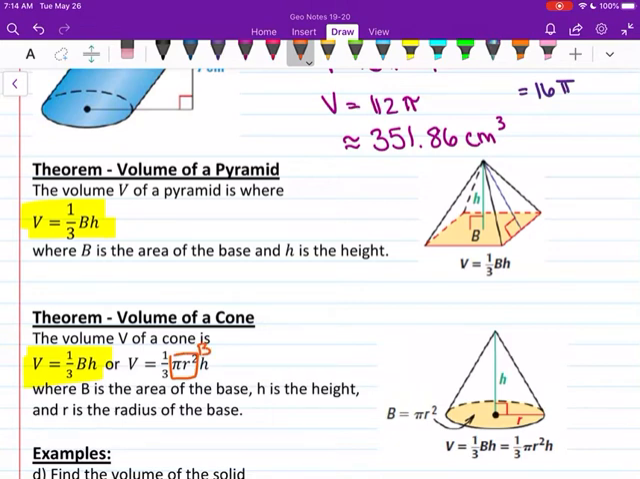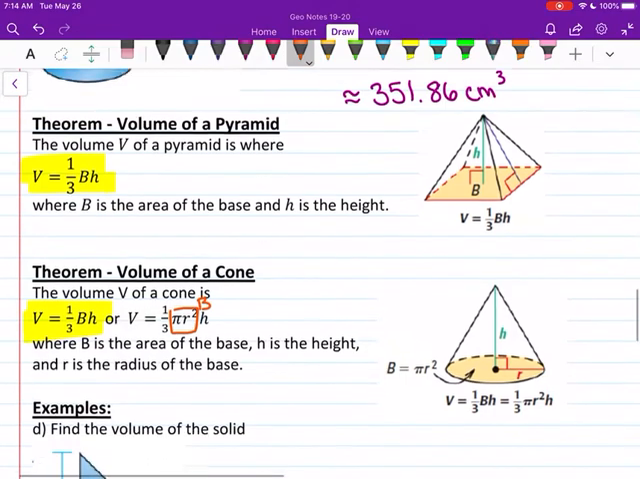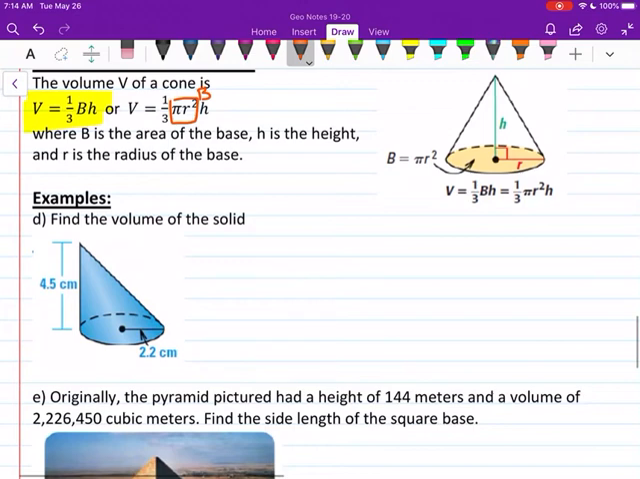Okay, so there's our pictures, there's our formulas. Let's take a look. Next, let's find the volume of this solid. This looks like an oblique cone. So we're going to use our volume of the cone formula, which says that the volume of the cone is 1/3 times the area of the base times the height.